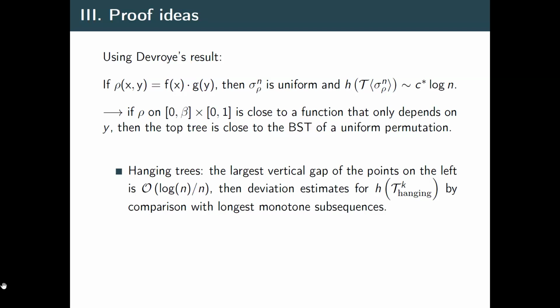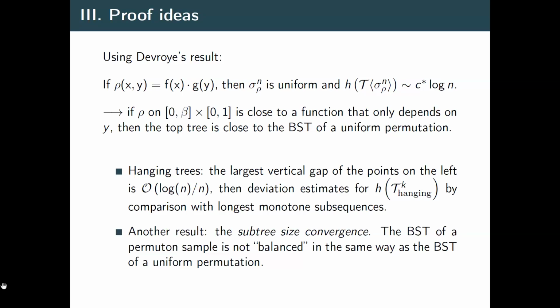But the nice thing is that longest monotone subsequences behave very nicely with respect to point sets and taking out points. So we have a nice coupling for longest monotone subsequences. We can apply deviation estimates for them, and we can prove, under the assumption that the density is bounded, that all hanging trees have sublogarithmic heights. And when you do that, you deduce the result for the height of the whole tree. And now let me just mention one other result.